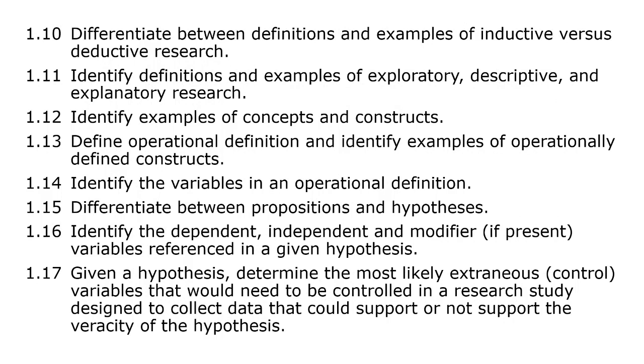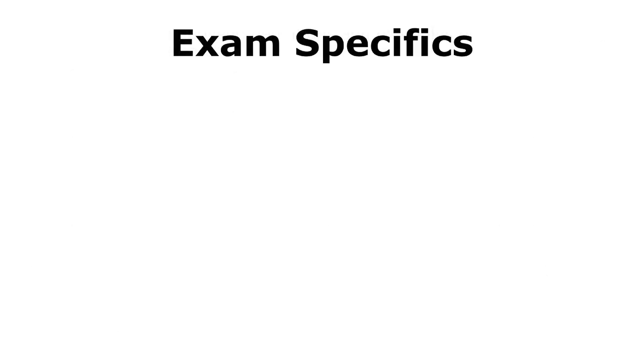And notice that for 1.17, the objective states, given a hypothesis, determine the most likely extraneous or control variables that would need to be controlled in a research study designed to collect data that could support or not support the veracity of the hypothesis. So obviously, to measure that objective, the exam will provide you with a hypothesis, and you have to consider or identify or select the most likely extraneous variables. So read through the objectives again and know that the way they're worded is precisely how they're going to be measured. So let's then take a look at some of the exam specifics.